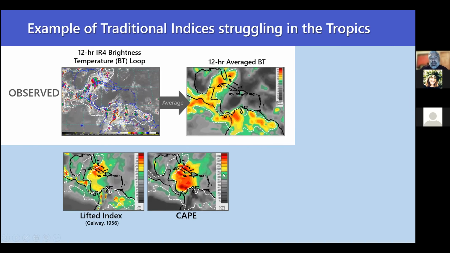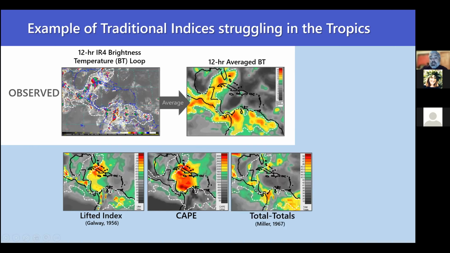We look at the CAPE. The CAPE was even worse for this particular case. Actually, it was showing the potential for deep convection in the area where we didn't get anything. And wherever we had the convection, it wasn't showing much. Then we look at the totals, a little bit better, but still wasn't great. It still missed some areas.